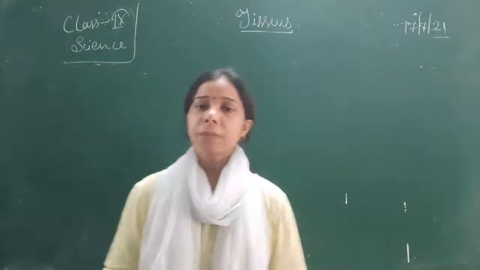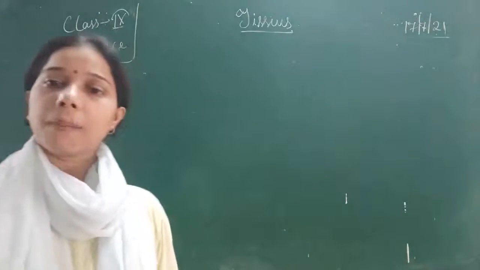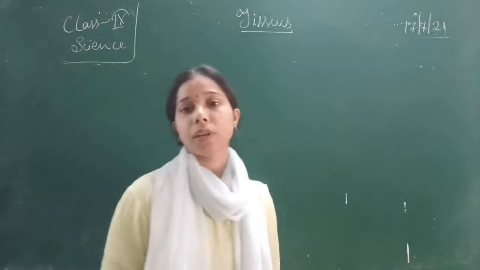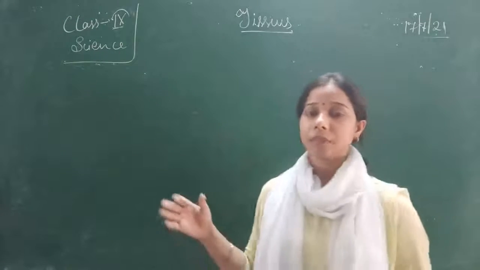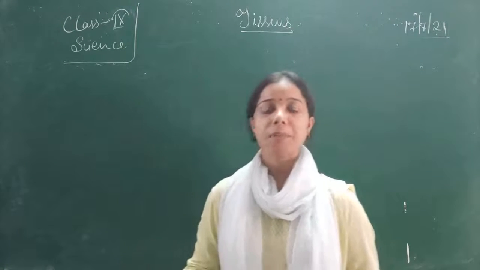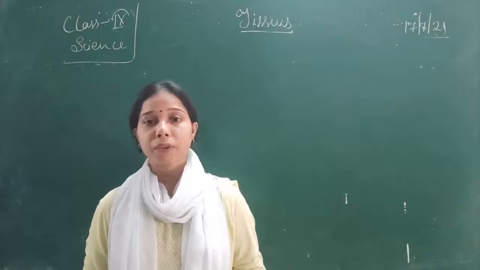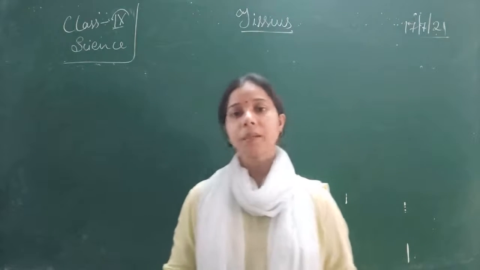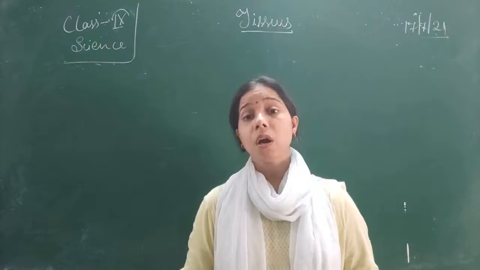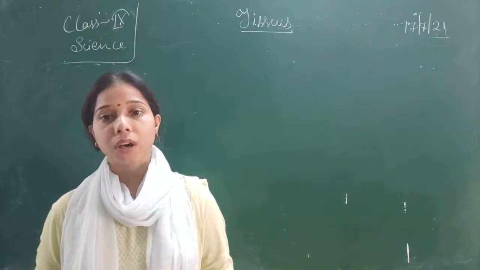So students, in the previous class in this chapter, that is tissue, we have already studied the meristematic tissue. Plant tissues are classified into meristematic and permanent tissue. Meristematic tissues are those tissues which have the power of division, and we have classified the meristematic tissue into different types on the basis of the location as well as on the basis of the origin.